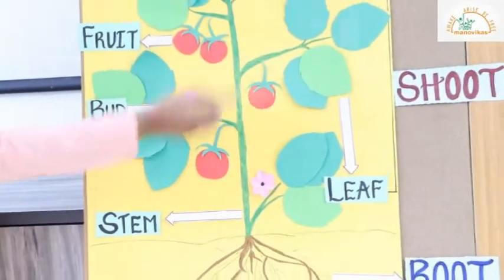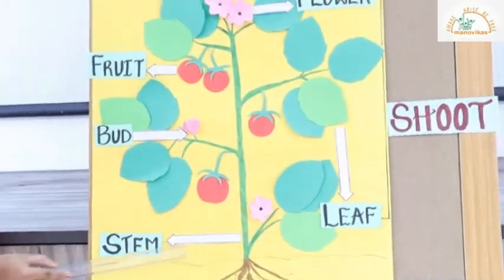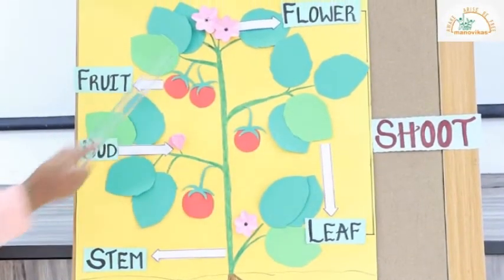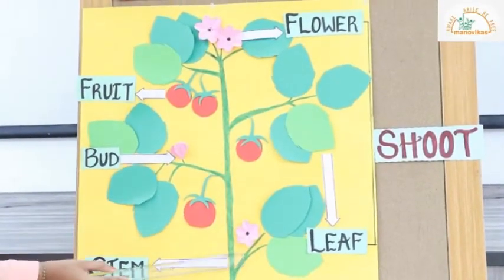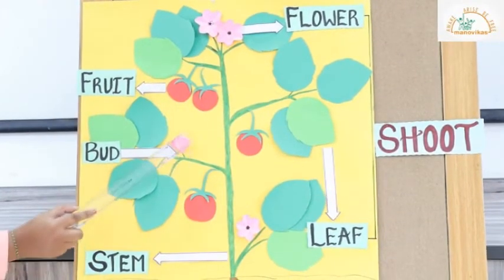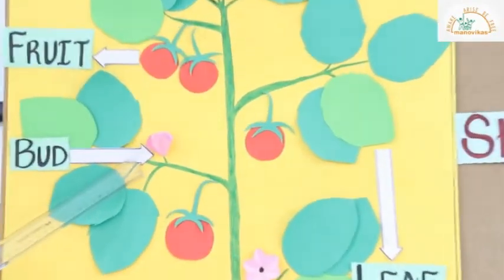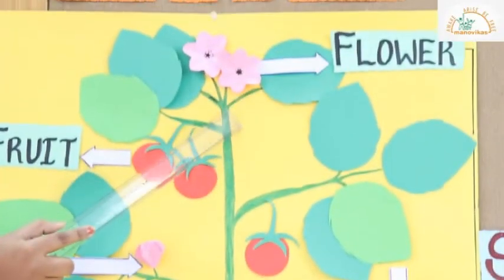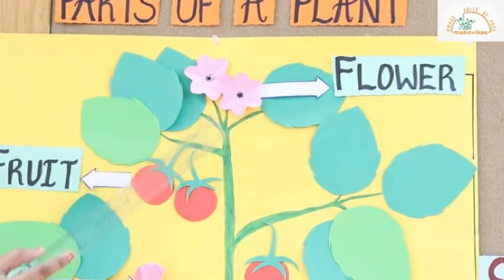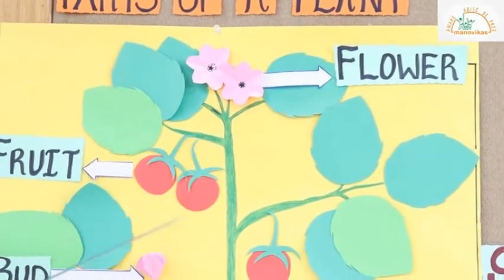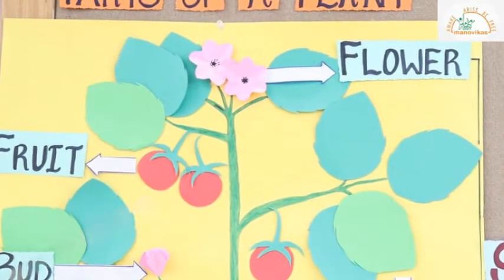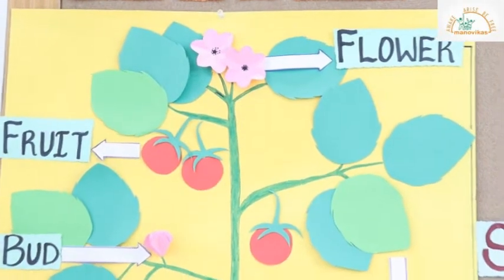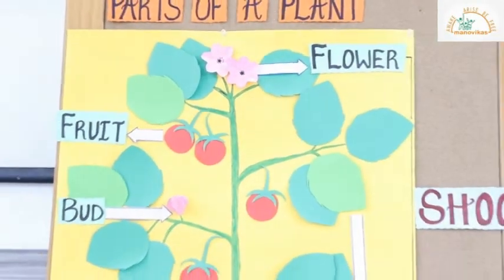The shoot has the stem. This is the stem. It has leaves. You can see these leaves. It also has the buds. These buds bloom into beautiful flowers. These are the flowers. And a plant also has fruits. A plant also bears tasty fruits. So these are the parts of a plant.